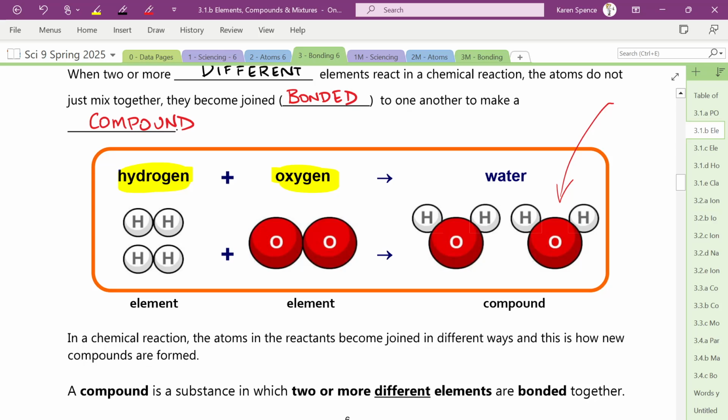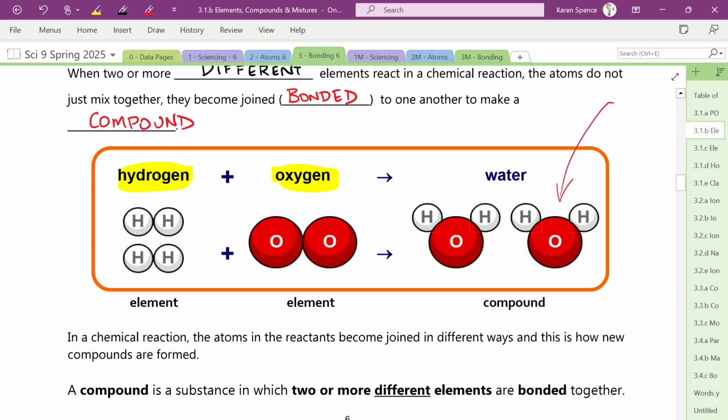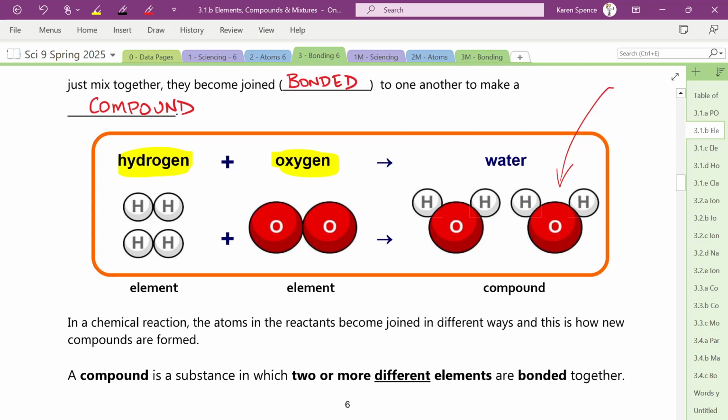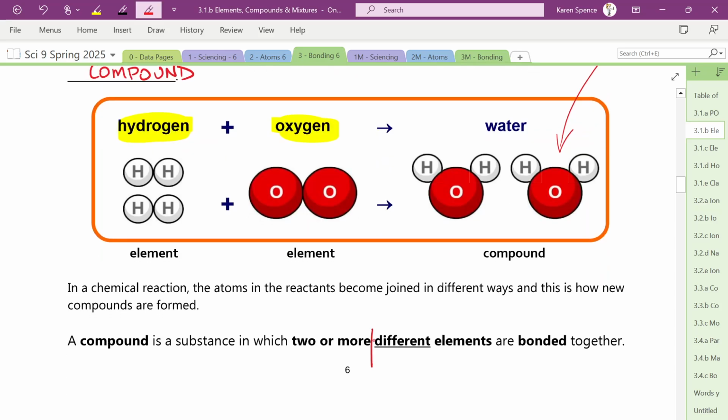In a chemical reaction, the atoms in the reactants have become joined together in different ways, and this is how new compounds are formed. A compound has two or more different elements. Are we starting to get the idea of compounds versus elements? Okay.